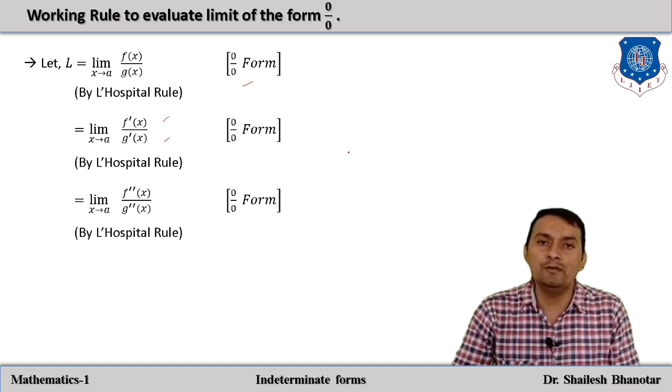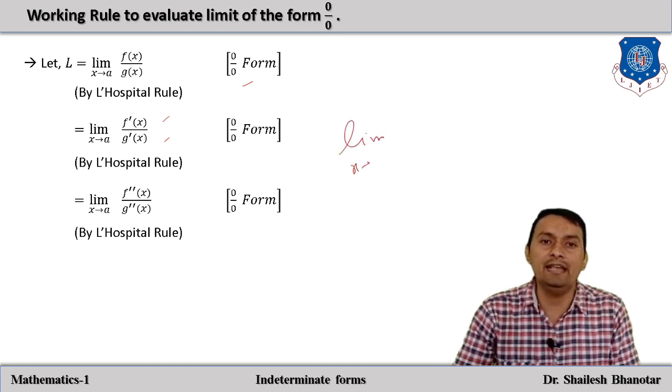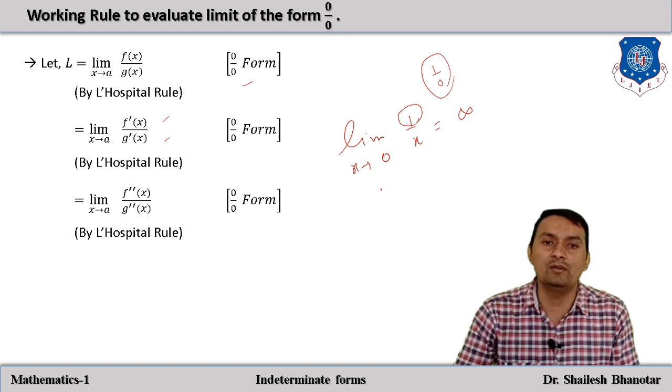There are lots of questions where the limit does not exist. If I say limit x tends to 0 of 1 divided by x, that means the limit does not exist. Here we can conclude that the numerator is non-zero and the denominator is 0. So 1 divided by 0 is nothing but infinite. This is exactly what it means for the limit not to exist.